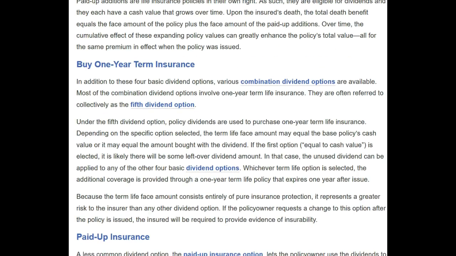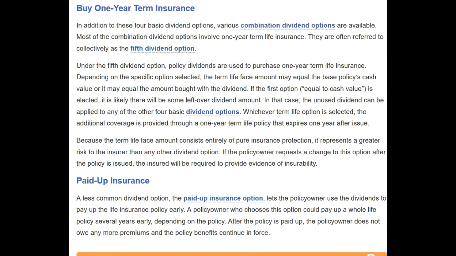Regarding buying 1-year term insurance, in addition to these 4 basic dividend options, various combination dividend options are available. Most of the combination dividend options involve 1-year term life insurance. They are often referred to collectively as the 5th dividend option. Under the 5th dividend option, policy dividends are used to purchase 1-year term life insurance.